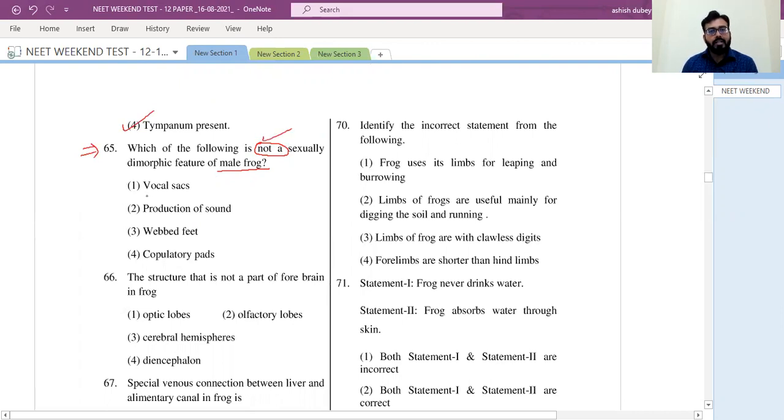Okay, so vocal sacs are a sexually dimorphic feature. Vocal sacs are present, so production of sound will be there. Webbed feet are present in male as well as female frogs. Copulatory pads are present on the first finger of the forelimb for copulatory adhesion during pseudocopulation. So webbed feet is that structure which is not specifically found in male frog. It is common in male as well as female. So the third will be the answer.